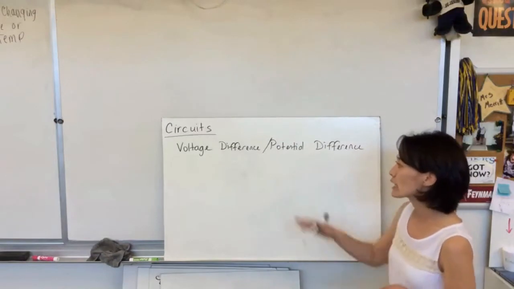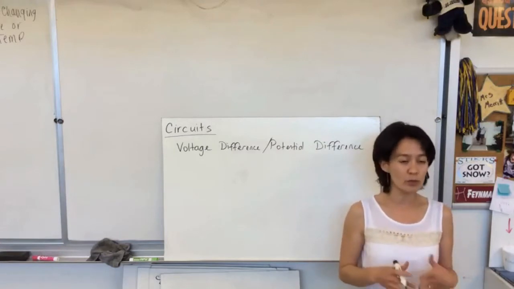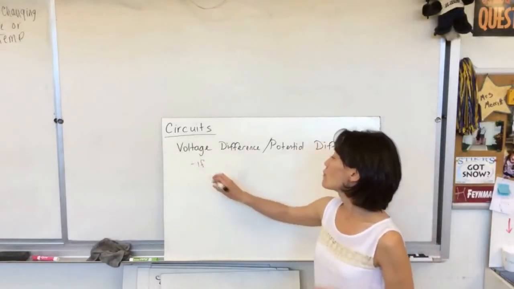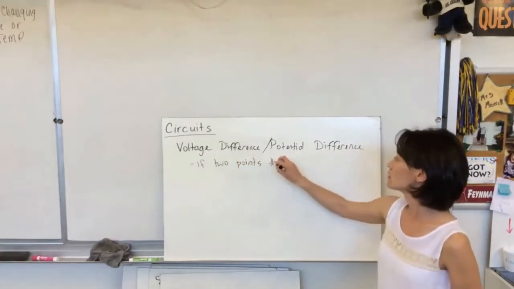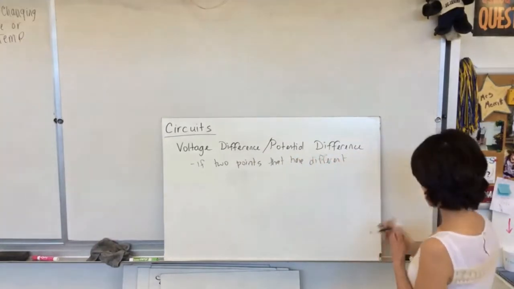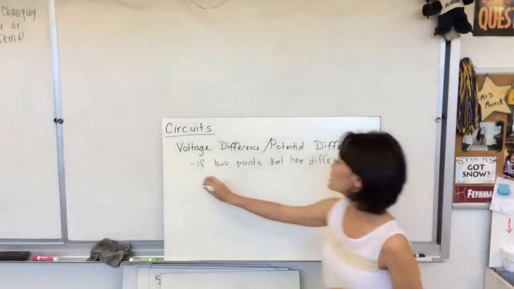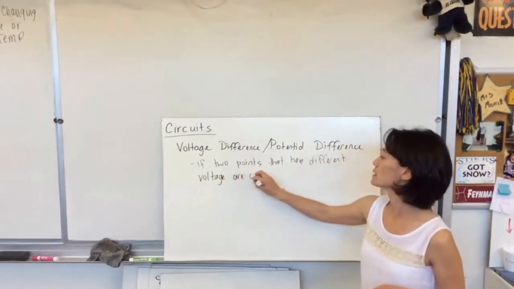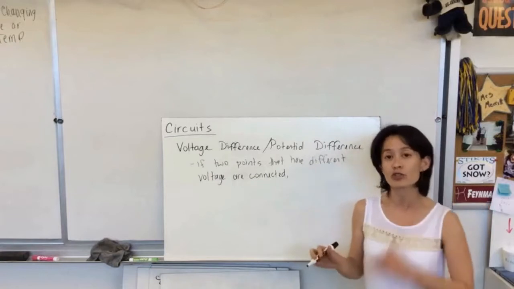And the first thing we're going to look at is this idea of voltage difference or potential difference. And we've kind of looked at this already in the previous chapter, but in terms of how it relates to circuits, it's just this idea that if 2 points that have differing voltage are connected, then electrons will flow from the point of high potential to the point of low potential.